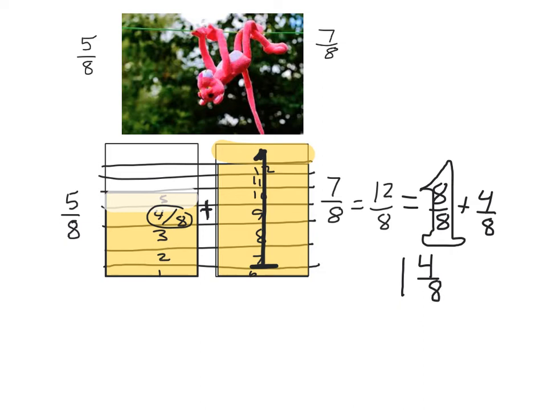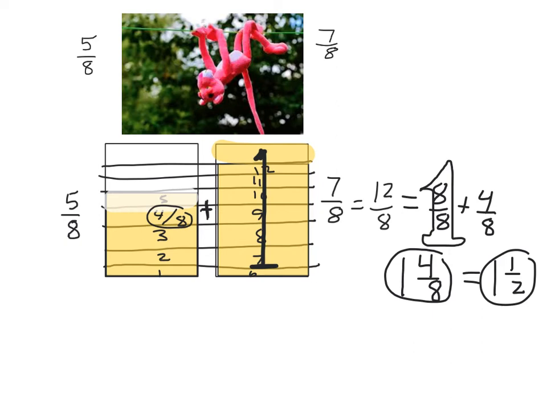4/8. Now, 4/8 can be reduced, but we're not going to worry about that at this point, okay? We're going to just call it 4/8. Just so you know, it could also be written as 1 and 1/2. But we're not worried about the 1 and 1/2. We're going to just stick with 1 and 4/8 at this point, okay?